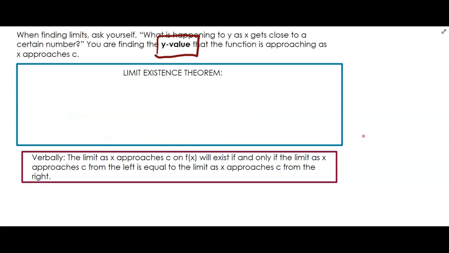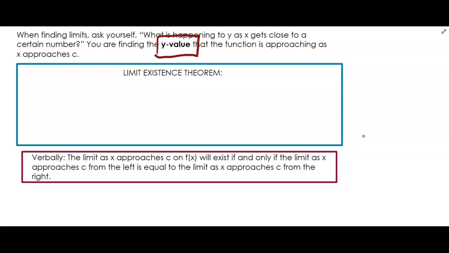Let's talk about the limit existence theorem. Now, when we are talking about finding limits, I'm going to emphasize again that all that means is that we are looking for a y value. A limit is a y value. But when we're talking about the limit existence theorem, we are talking about the existence of a general two-sided limit, which was that last limit in the third row of the notes we just took.